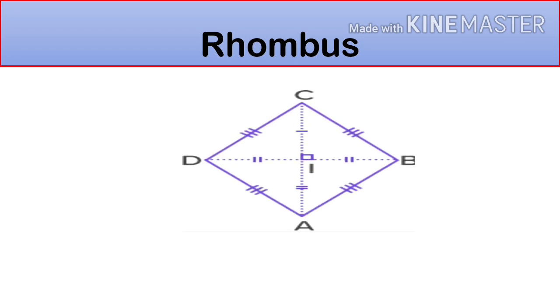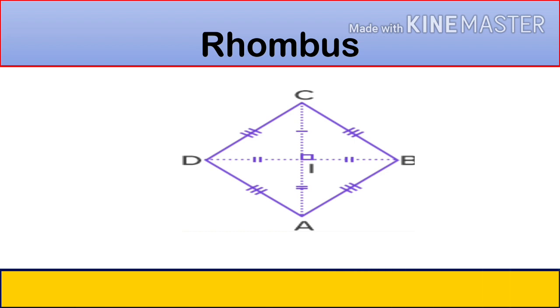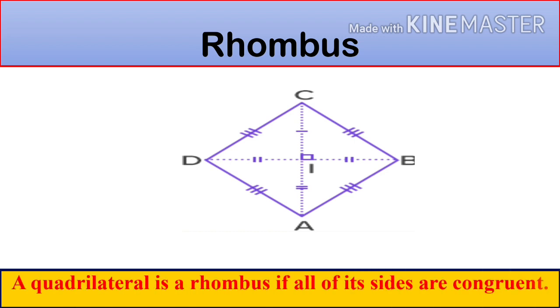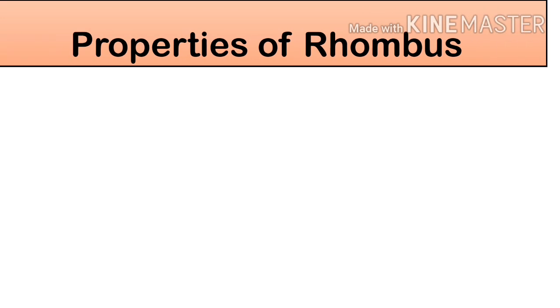Students, I have explained the rhombus in my previous video. Let's recall it. A quadrilateral is a rhombus if all of its sides are congruent. That means side AB is congruent to BC, BC is congruent to side CD, and side CD is congruent to side AD. All the sides of a rhombus are congruent. There are some properties of a rhombus.